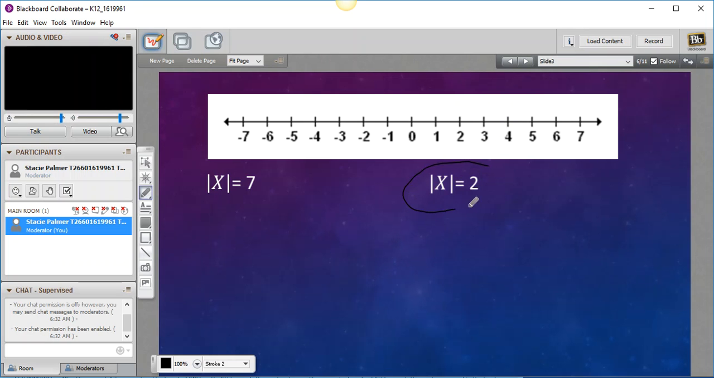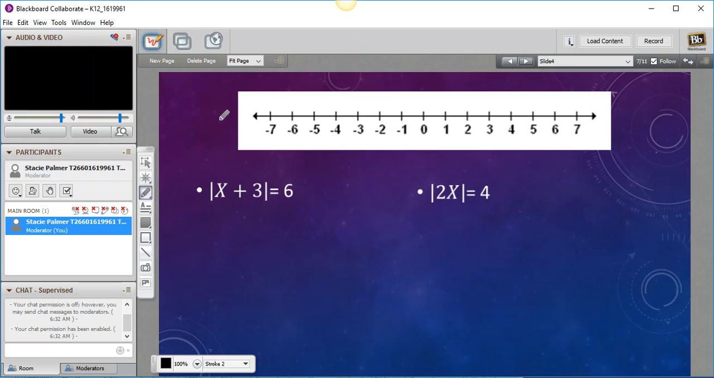Okay, so let's go ahead and look at this one. The absolute value of x equals 2. Well, we could say that if x were 2, that would make it true. Or if x is negative 2, that would also make it true, because you guys can see that 2 and negative 2 are both 2 spaces away from 0 on the number line. Okay, both of these give us a true statement.